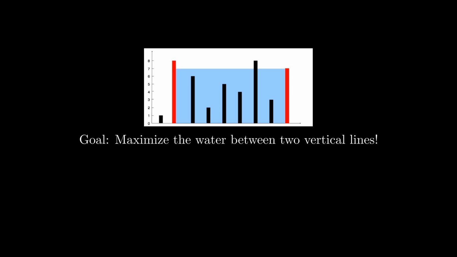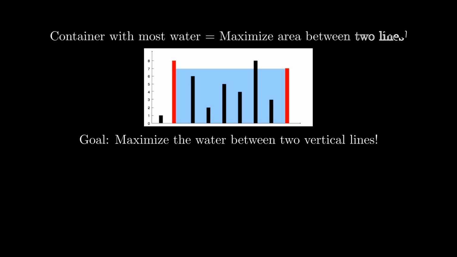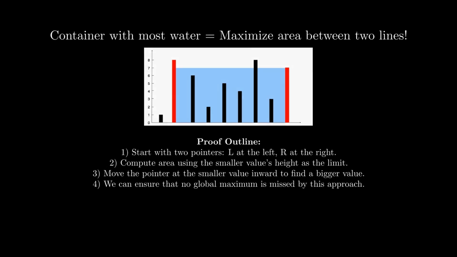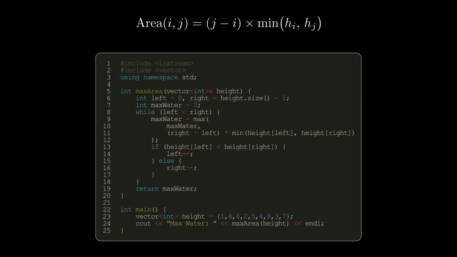Ever wondered how two vertical lines can hold the most water? Today, we're visualizing one of the most elegant LeetCode problems, container with most water. Imagine a set of vertical lines. The goal? Find the two that create the largest container. The width is the distance between them, and the height is limited by the shorter line.